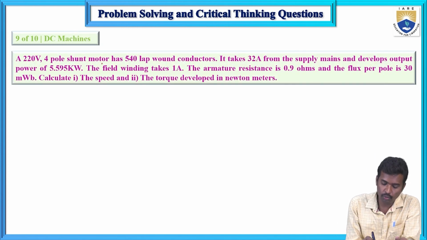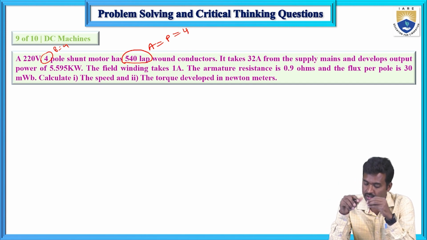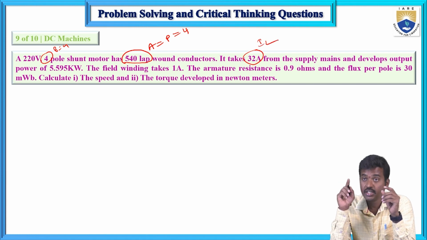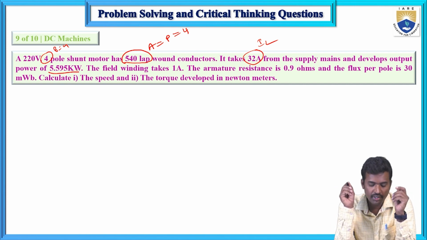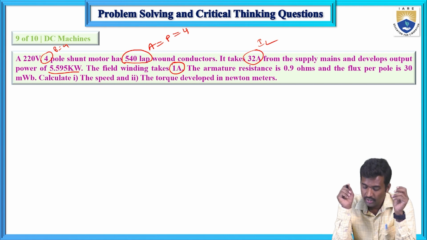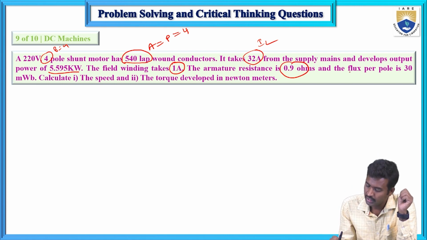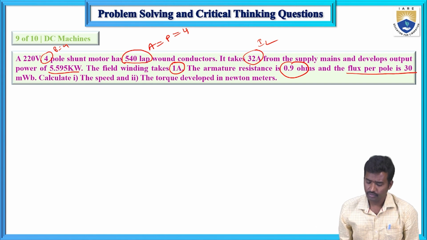Now, the ninth question. A 250 volts, 4-pole shunt motor has 540 lap wound conductors. Lap wound means A equals P, and here P equals 4, so A equals P equals 4. It takes 32 amps IL from the supply mains and delivers an output power of 5.595 kilowatts, and the field winding takes 1 amp current. The armature resistance is 0.9 ohms and the useful flux per pole is 30 milliwebers. Determine the speed and the torque developed in Newton meter. Torque units are Newton meter.